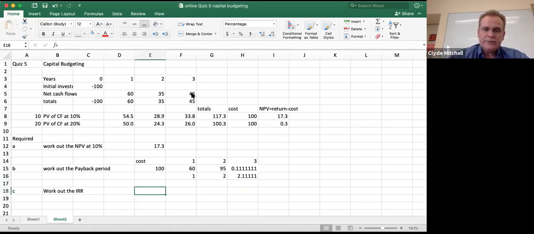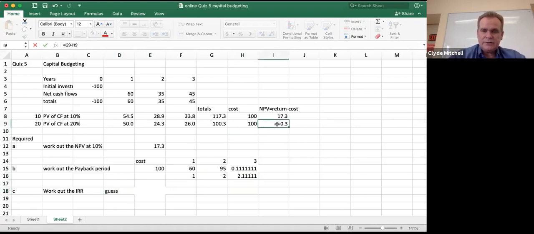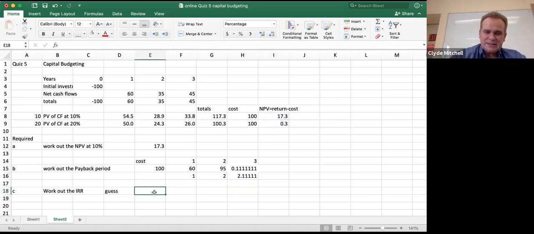Finally, for internal rate of return, if you are going to work this out, it is much simpler to go and use Excel. But first of all, if we had to put in a guess here, if we had to go and look here, we can see that the net present value at 20% is 0.3, in other words, 30 cents. So it's going to be pretty close to 20%.